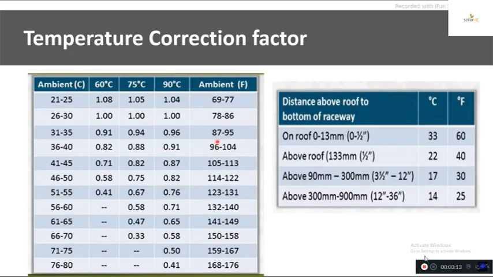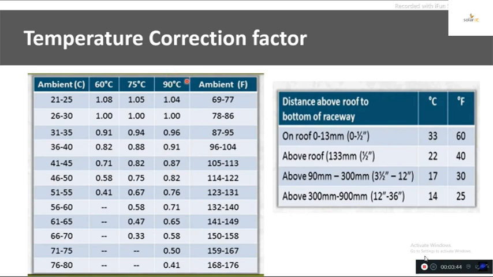Guys, here on your screen you can see the temperature correction factor. This is basically a chart which mentions the ambient temperature. These are the types of cables rated for 60 degree, 75 degree and 90 degree. We'll consider only the 90 degree, as our solar cables are manufactured to operate up to 120 degrees Celsius, so we'll be considering this particular column for our calculation.